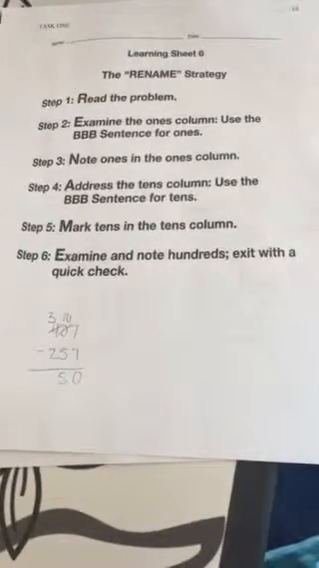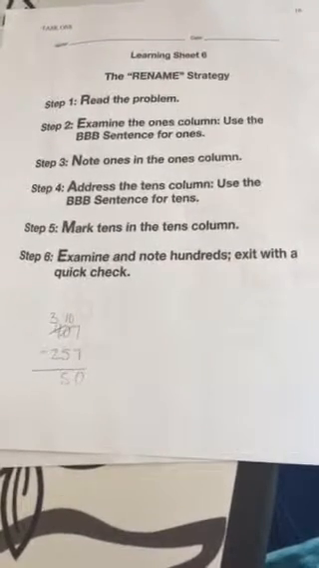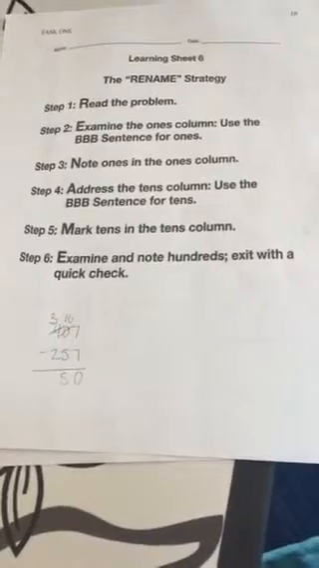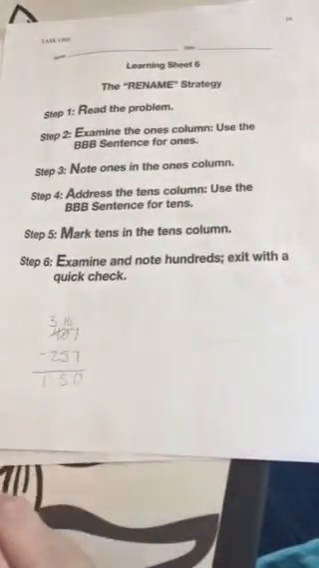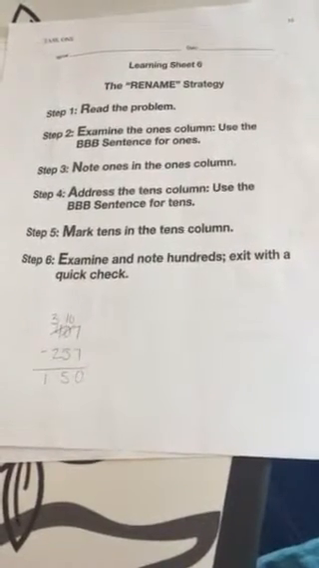Finally, the E reminds us to examine and note the hundreds in the hundreds column. We have 3 hundreds and need to take away 2, so that means that I will have 1 left over. Now I will neatly write a 1 in the hundreds column between the lines separating the numbers.